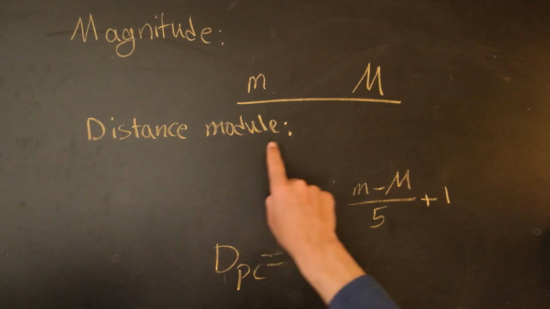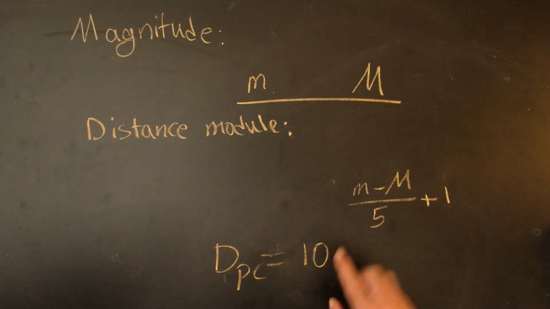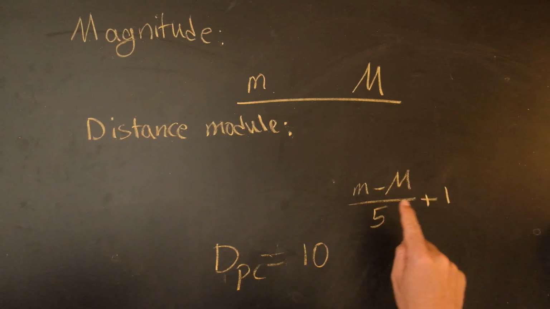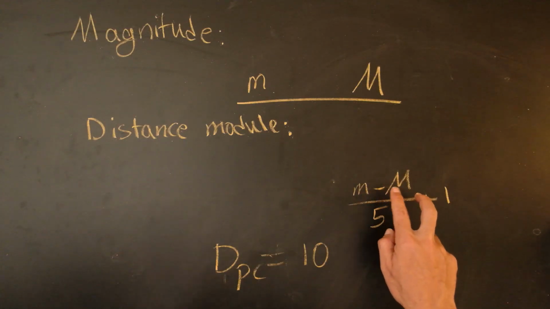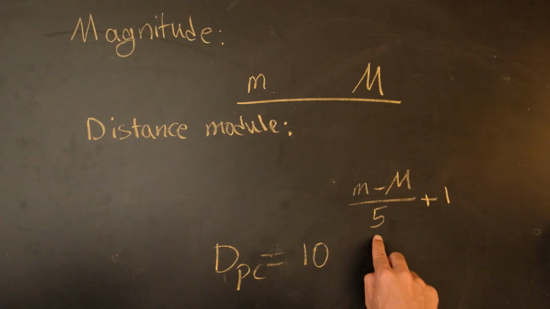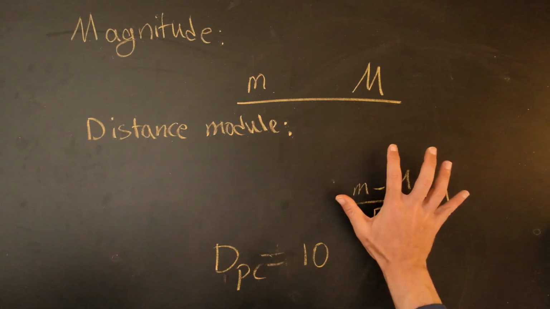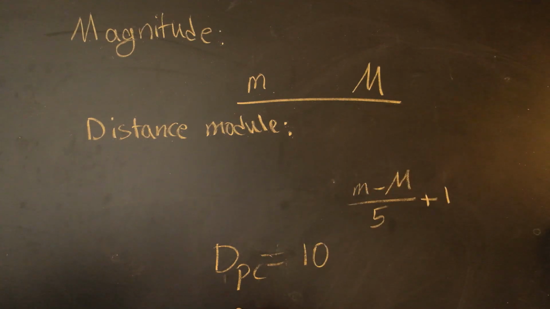For distance, this is called the distance modulus. For the distance modulus, distance in parsec is 10 to this power. What is this power? This is simply the difference between apparent and absolute magnitude for one star divided by 5. Take that number, divide by 5, plus 1. Whatever you get, 10 to this power will give you distance in parsec.